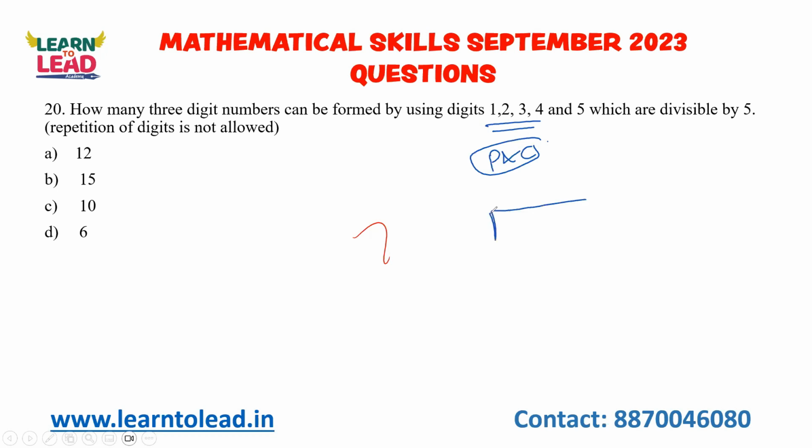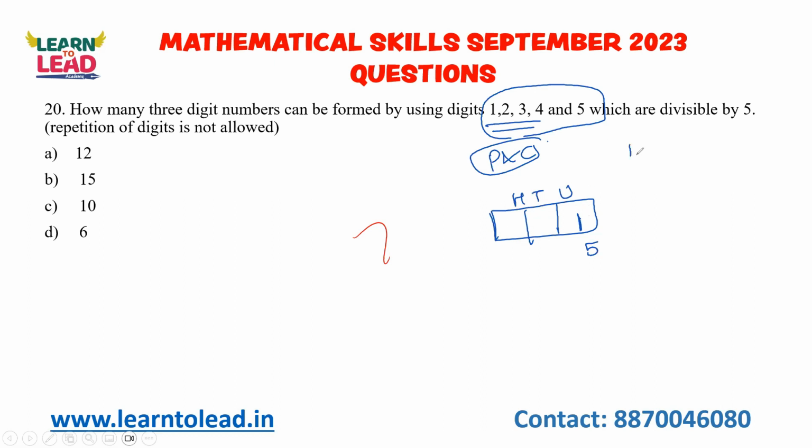Okay, so here we are going to form a 3-digit number: hundreds place, tens place, units place. In each column, you should fill the availability of the digits. Under the units place, the condition is already given that it should be divisible by 5. If I take all the 5 numbers, 1, 2, 3, 4, 5, I can pick only the number 5 in this place. So there is only one option.